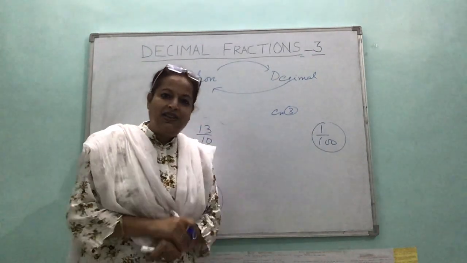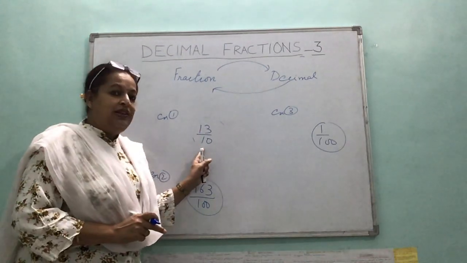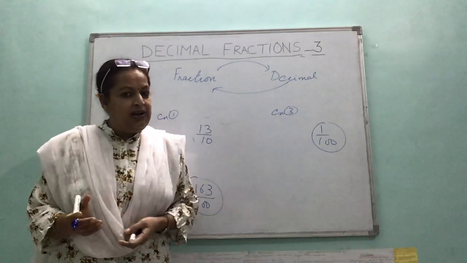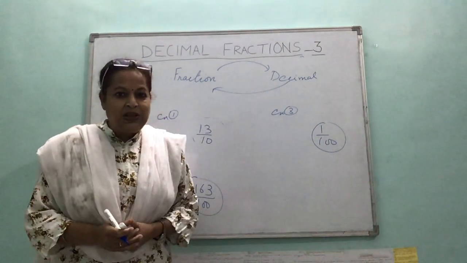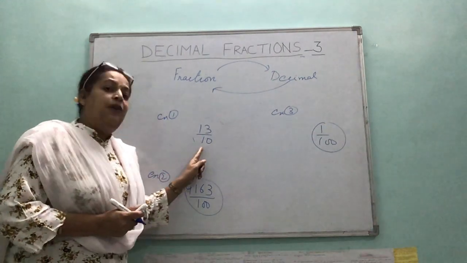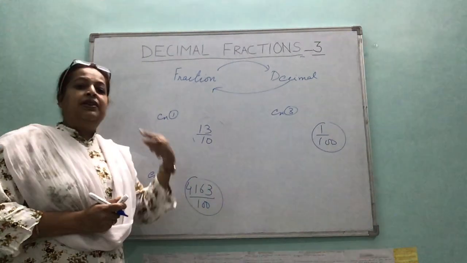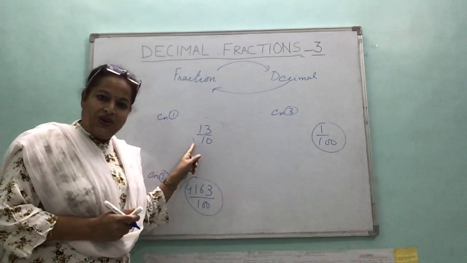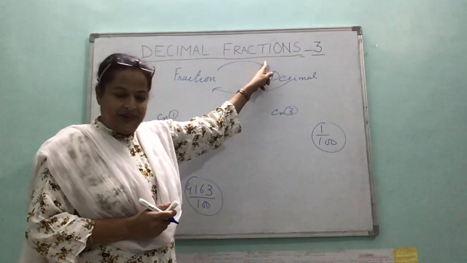What are decimal fractions? The fractions in which the denominator is 10 or a power of 10. Don't just say multiples of 10, because 20 is also a multiple of 10, and 40 is also a multiple of 10. So 10 or powers of 10, that is, 10 raised to power 2 is 100, 10 raised to power 3 is 1000, then 10,000, 100,000. Such fractions are called decimal fractions. That is the name of the chapter.